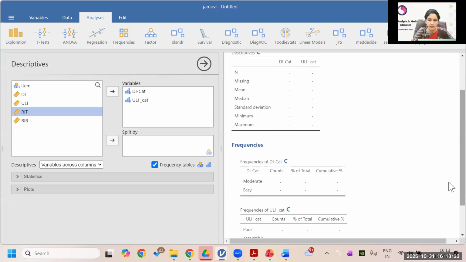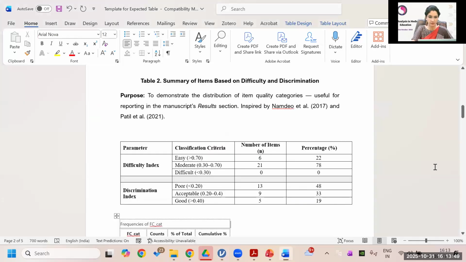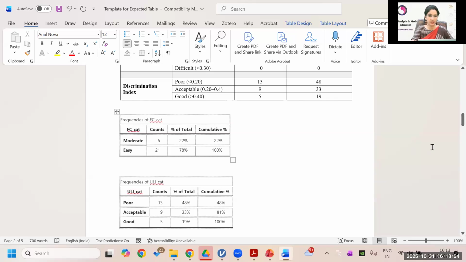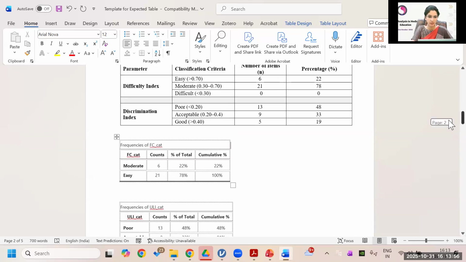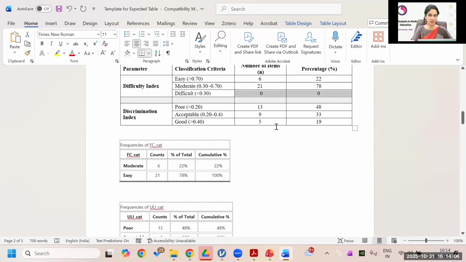So it will give you these two: 22% of questions were moderate and 78% easy. Similarly, for the discrimination, 13 poor, 9 acceptable, and 5 good. So I have pasted these tables, and you can see here these two tables, FC cat and ULI cat. I have entered the numbers from this table, like 6, 22, 21, 78, and difficult, there was no item which was difficult, so I have written 0, 0.